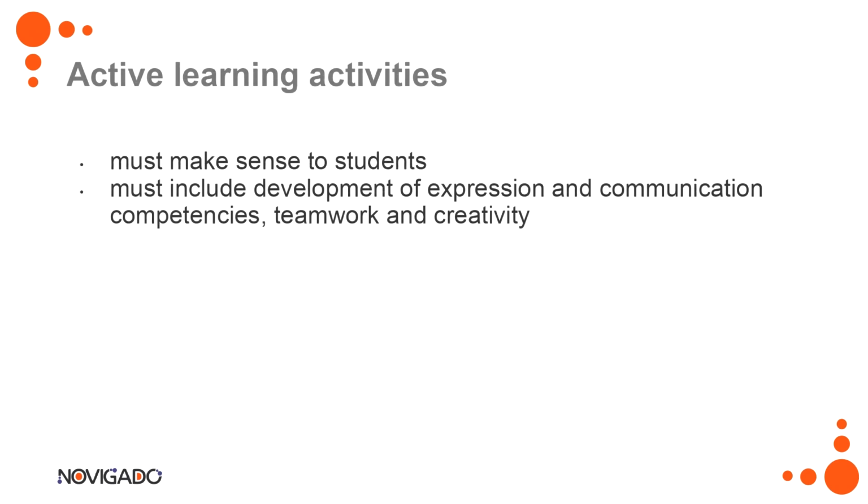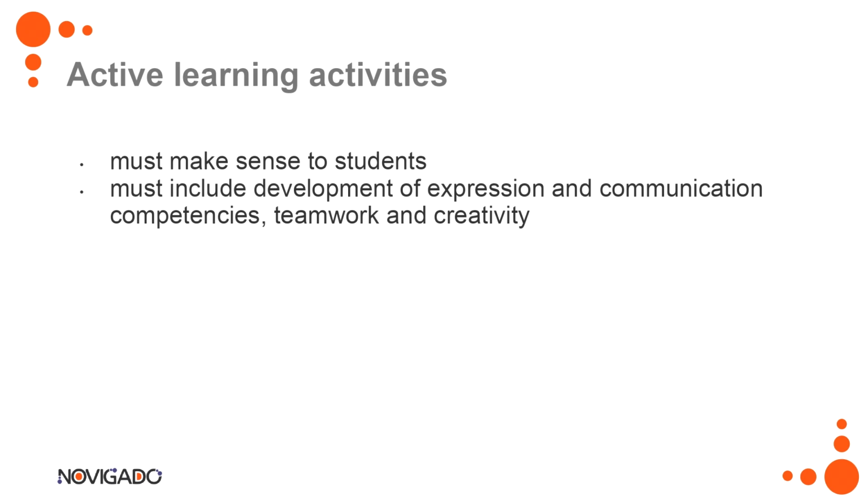And the active learning activities, to be effective, must make sense to the students. So the students need to understand why they're doing certain things, what it is for, and what the goals are. The objectives, the learning goals, need to be given to the students first so that they can make sense of what they are doing.